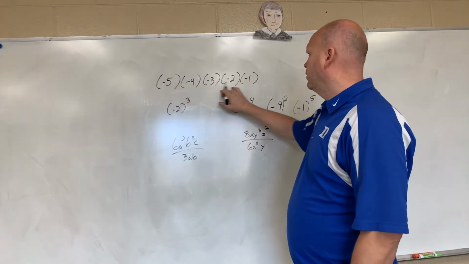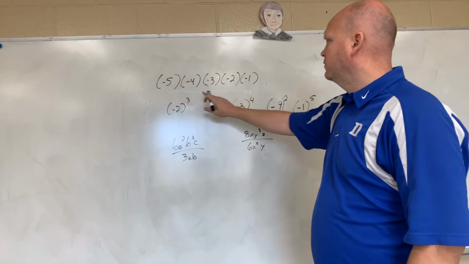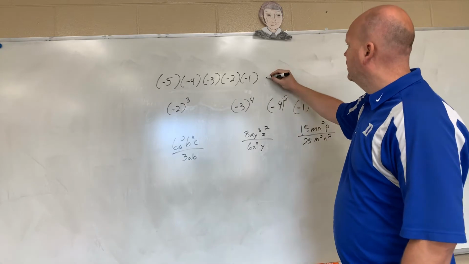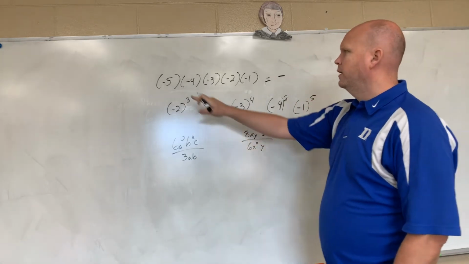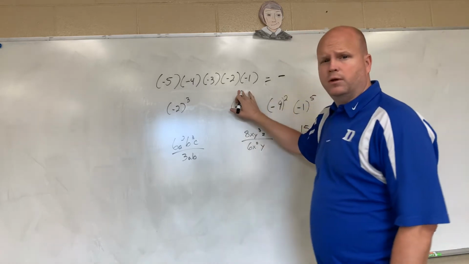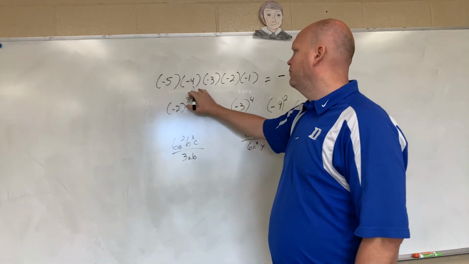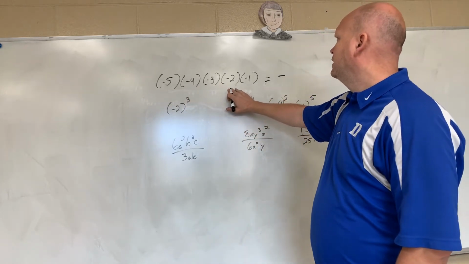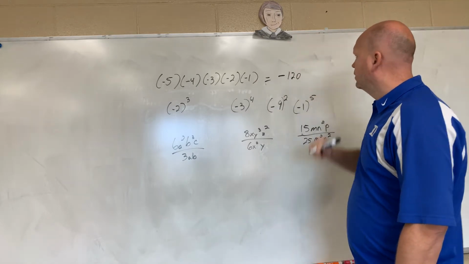Anytime we multiply with negative symbols or divide, we just count up the total number of negative symbols. So 1, 2, 3, 4, 5. It's an odd number, so we know that our answer is going to be negative. If we totaled them up and it was an even number, then our answer is going to be positive. Then we just actually multiply. 5 times 4 is 20, times 3 is 60, times 2 is 120, times 1 is 120, so negative 120.